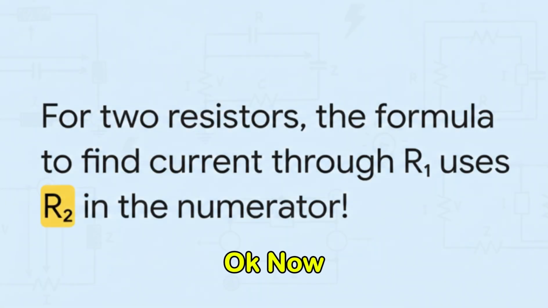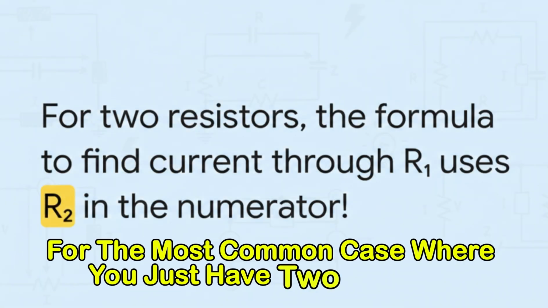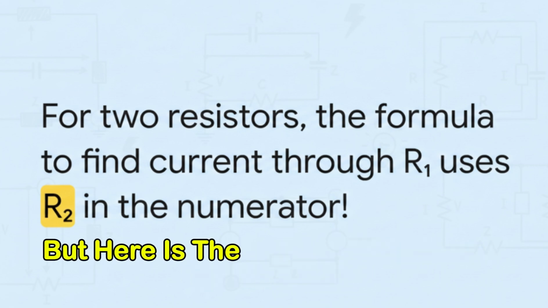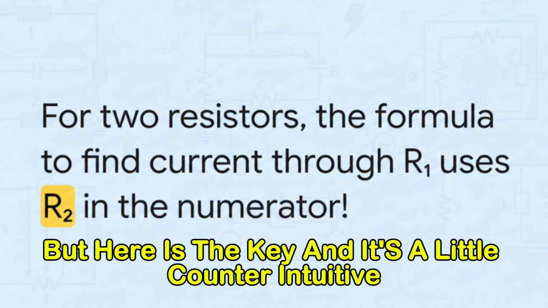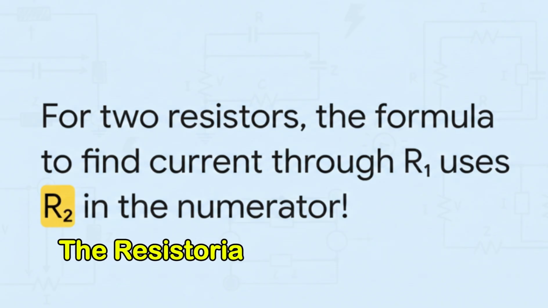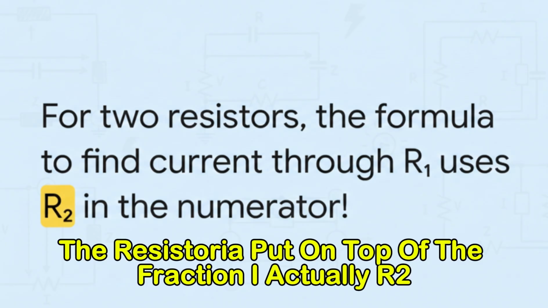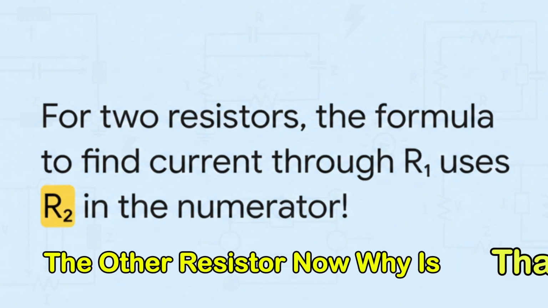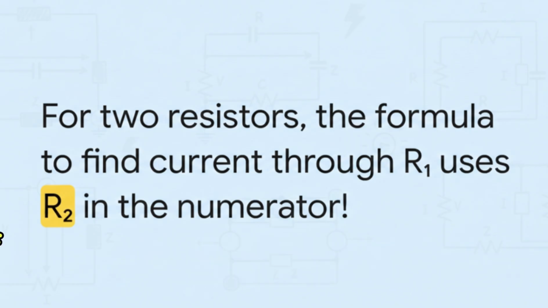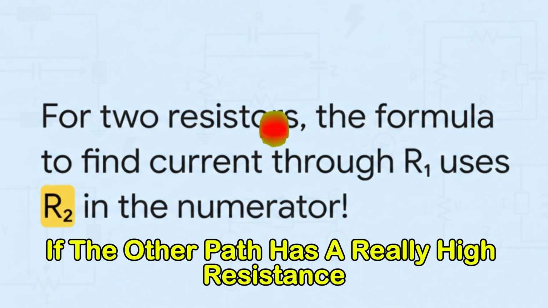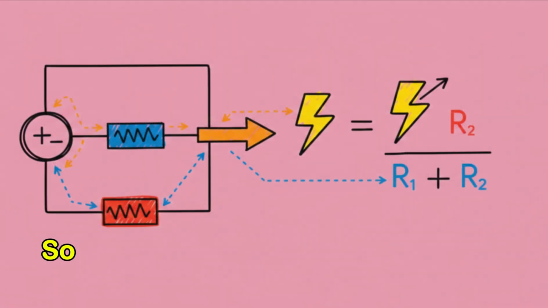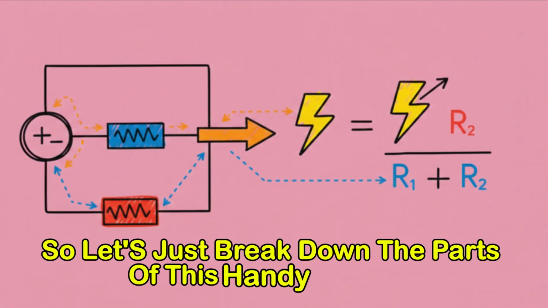Okay. Now, for the most common case where you just have 2 resistors, this whole thing simplifies down even further. But here is the key, and it's a little counterintuitive, so listen close. To find the current for R1, the resistor you put on top of the fraction is actually R2, the other resistor. Now, why is that? It's because the split is all about the ratio of the paths. If the other path has a really high resistance, it's going to force a bigger share of the current through the path you're measuring. So, let's just break down the parts of this handy formula.